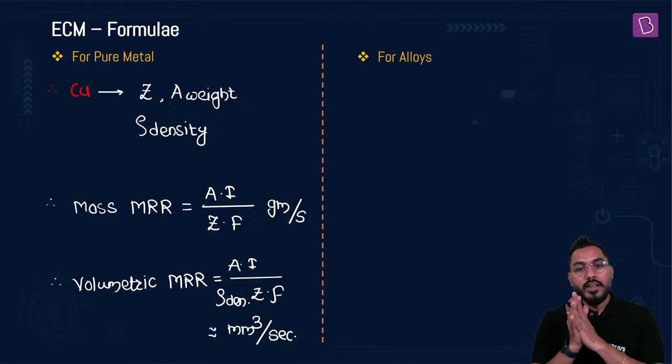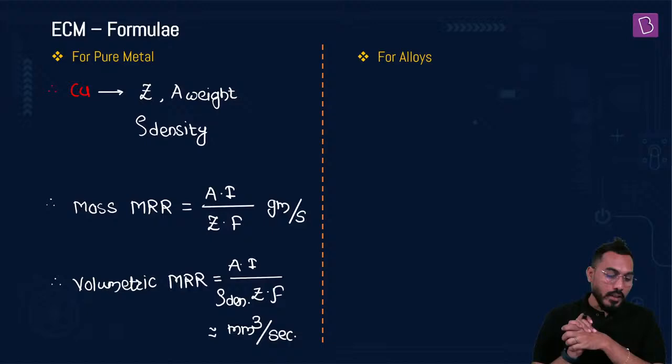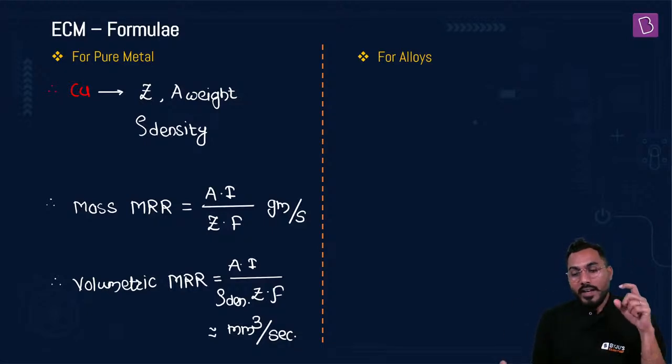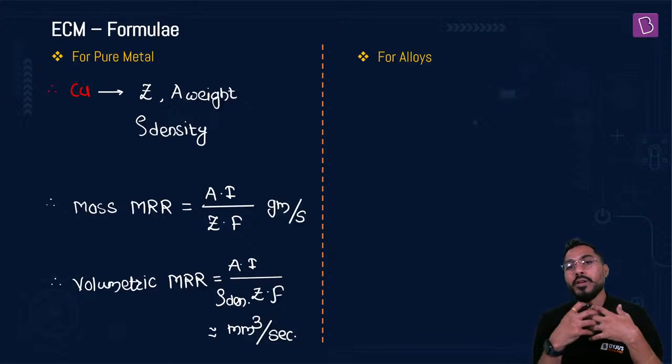Good evening, everybody. Now we are talking about alloy material and discussing the different dynamics of this particular process. So what exactly is an alloy? An alloy is a combination of different materials.